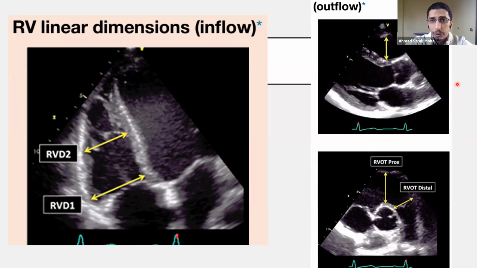For the outflow diameters, we can get the RVOT diameter from the parasternal long axis view and from the parasternal short axis view. On the parasternal short axis view, we can get the proximal RVOT and the distal RVOT. The distal RVOT is just basal to the pulmonary valve, and the proximal RVOT is at the level of the aortic valve. When we measure the RVOT from the parasternal long axis view, because it has different normal ranges, you have to mention this.